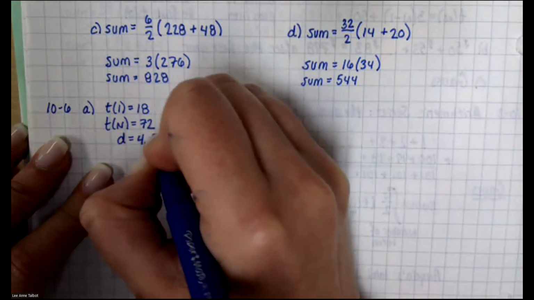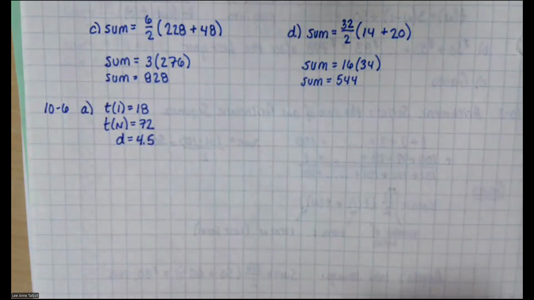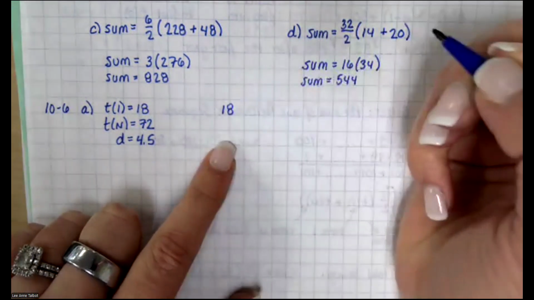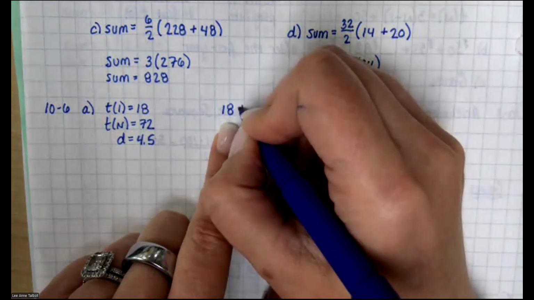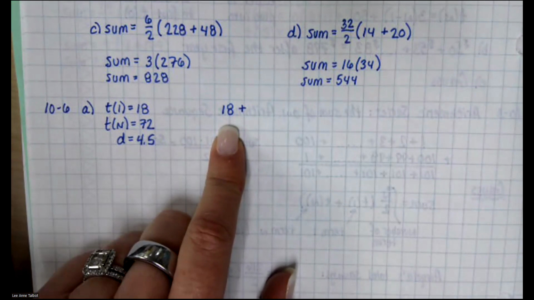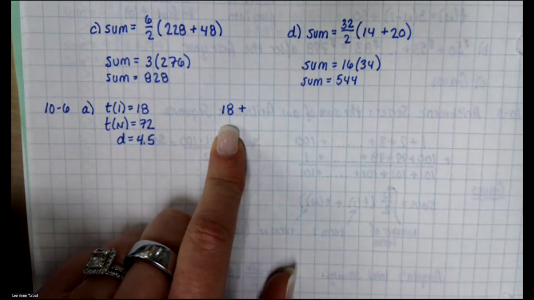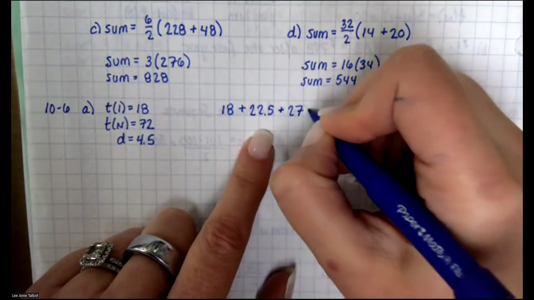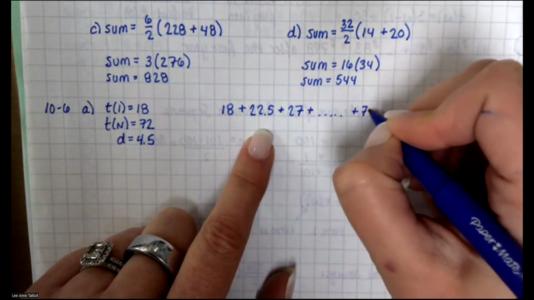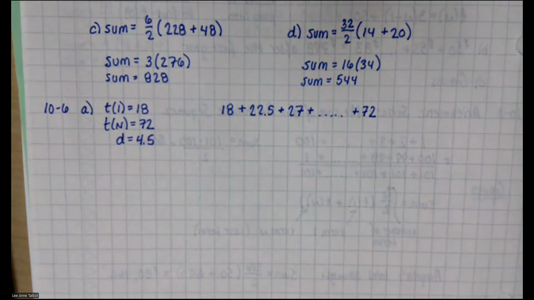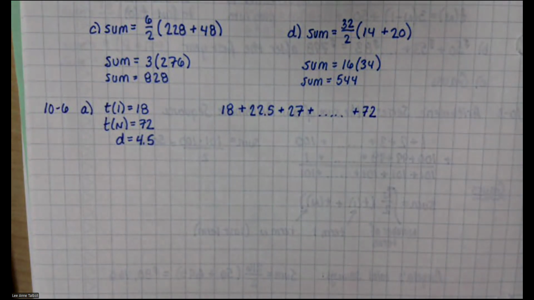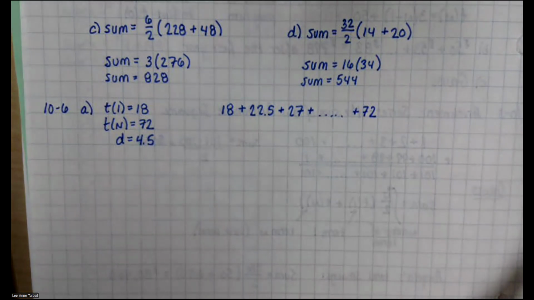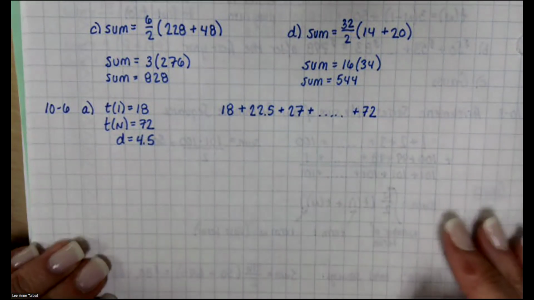D is 4.5. Okay, and it says find the series and find the sum. I know that my series is going to start with 18, and then it's going to go up 4.5 each time. But I'm going to grow lazy at some point, and I'm not going to want to list the whole thing. That's fine. It's going to require me to do some extra work in a minute, but I'd rather you do that than list the whole thing out.